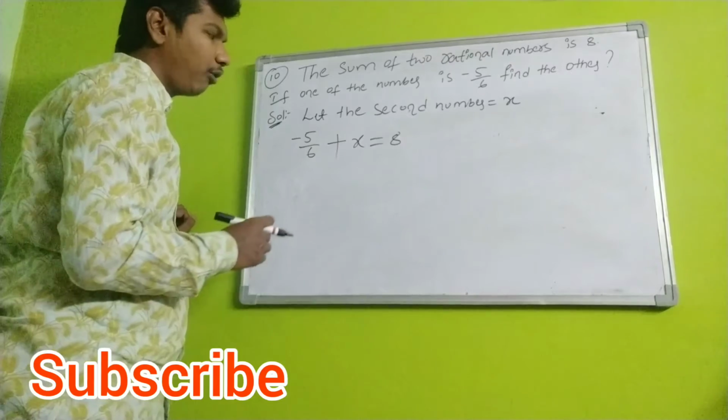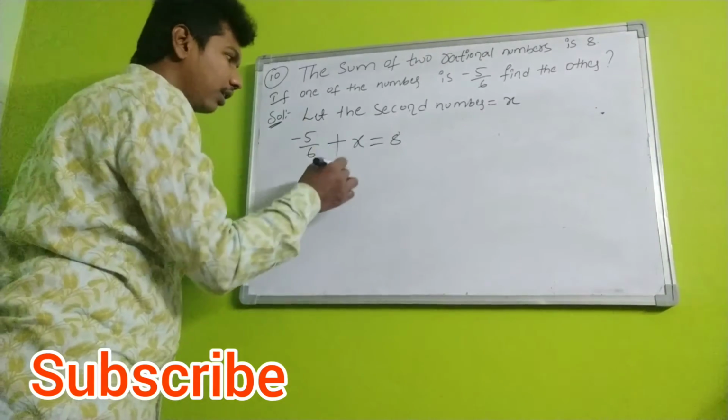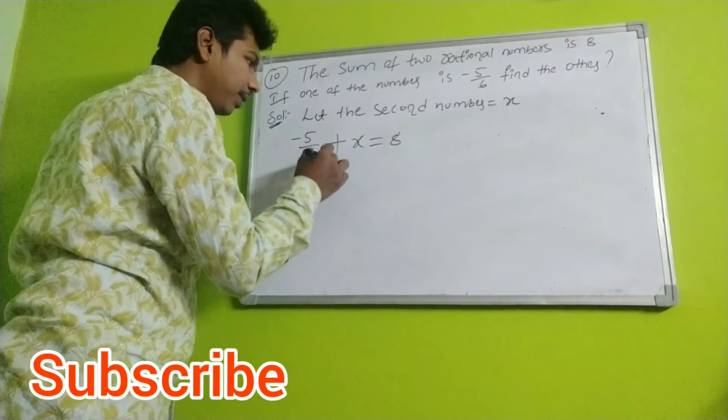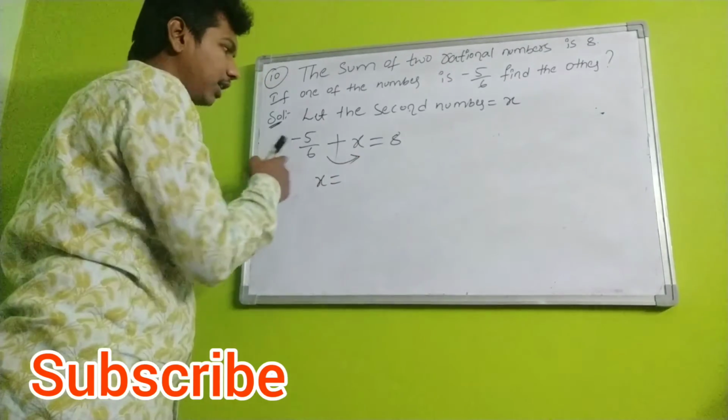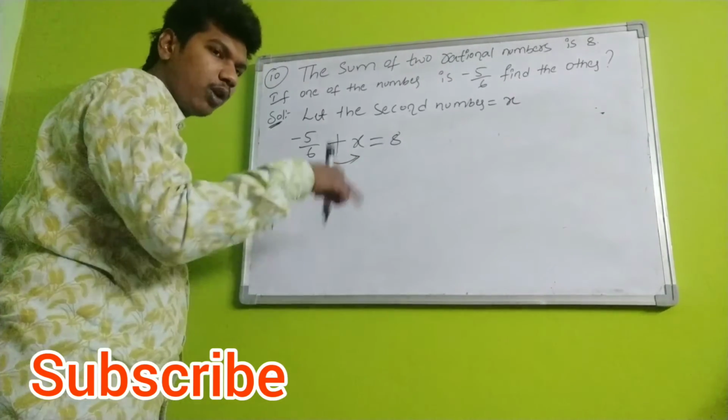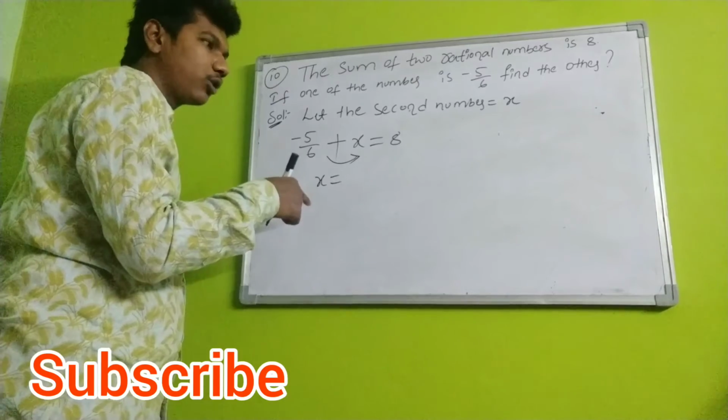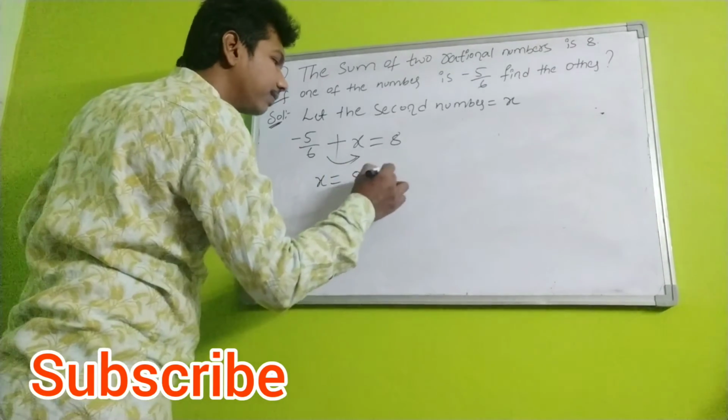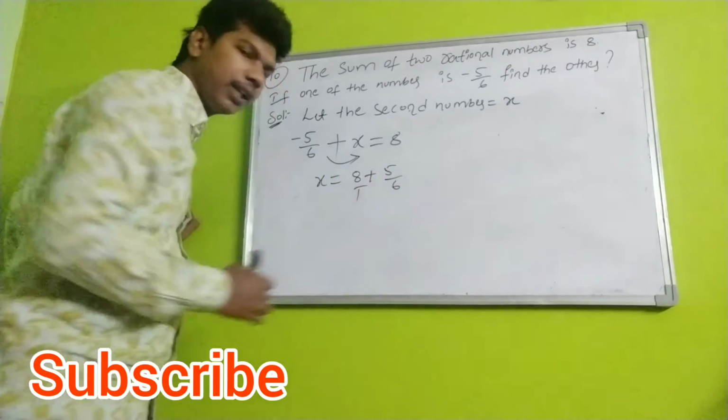Now here I want to find the second number, that is the other number. I want to find the x value. The remaining number I am shifting to RHS. Here minus 5 by 6 is the left number. I am shifting it to RHS. Minus 5 by 6 changes to plus 5 by 6. 8 plus 5 by 6. Here the denominator of 8 is nothing, that means 1.